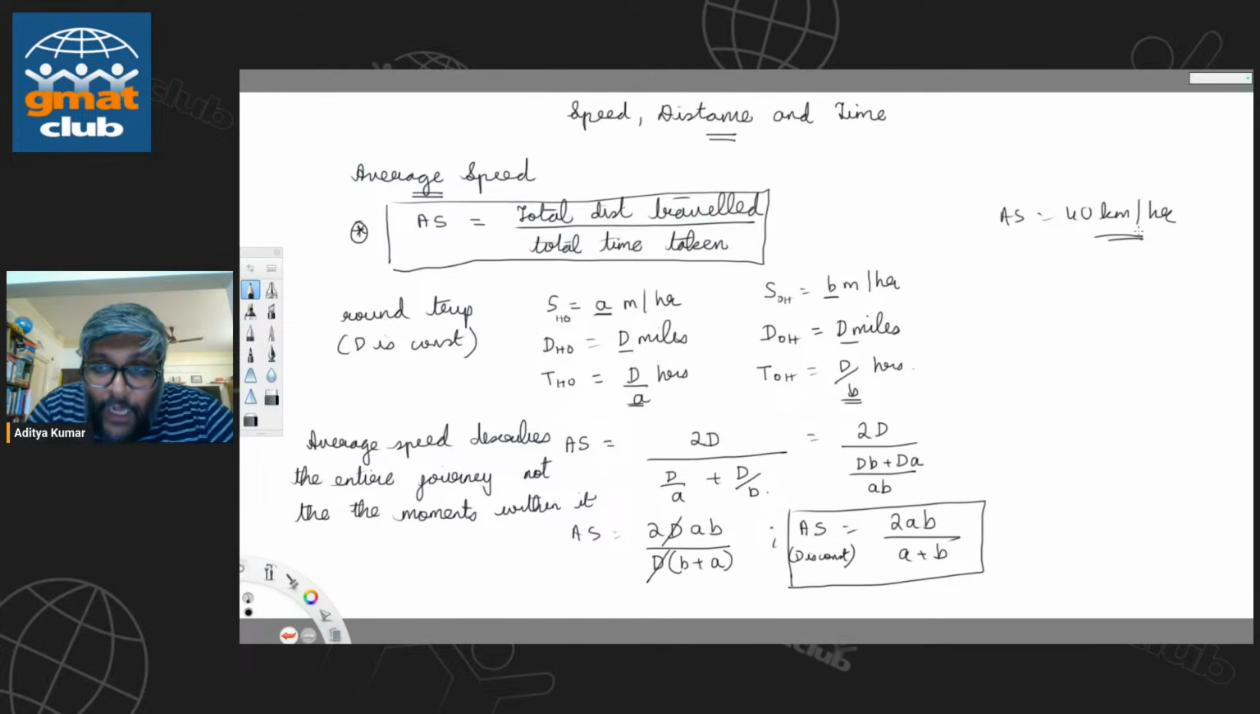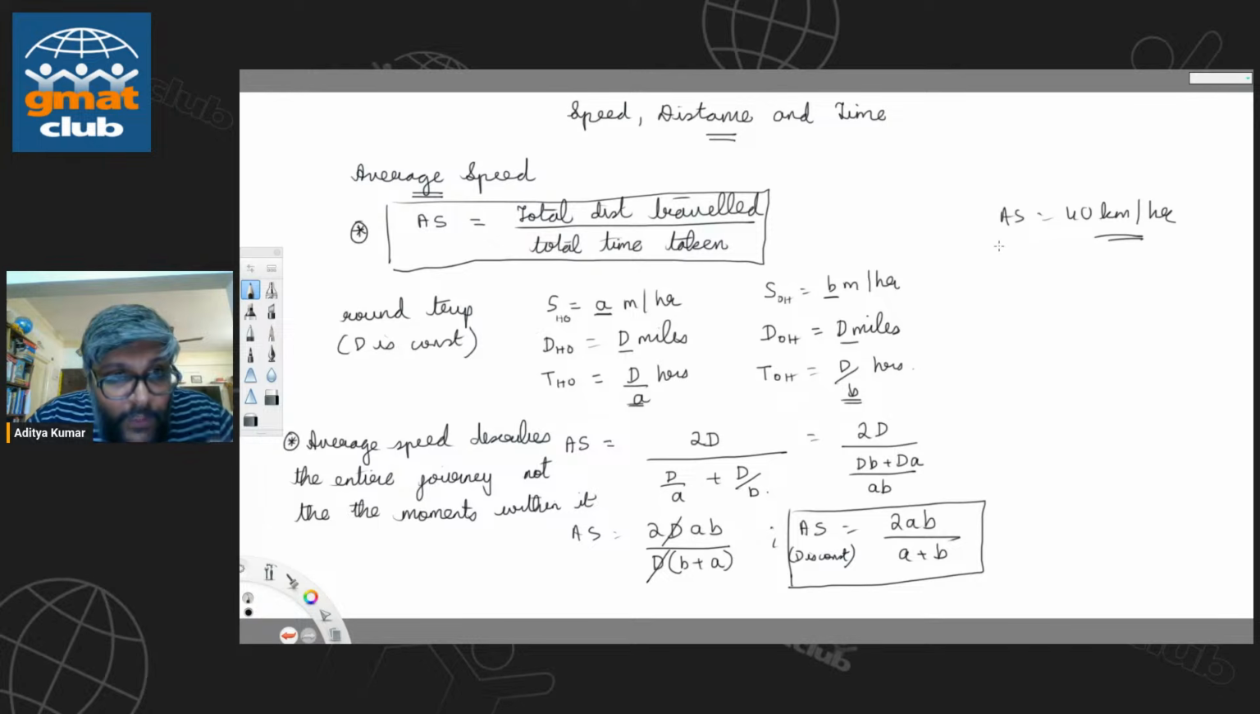Right? For half the journey, I could have traveled at a really high speed for the first half and a really low speed for the second half. And my overall average for the entire journey will pan out to 40 kilometers per hour. Right? So this is very important for you to understand. Many test takers make a mistake here. They assume that if the average speed is 40 kilometers per hour, then at half the distance, quarter the distance, one third the distance, also you should travel at that same speed of 40 kilometers per hour. No. So remember, average speed always describes the entire journey, not the individual moments within that journey.